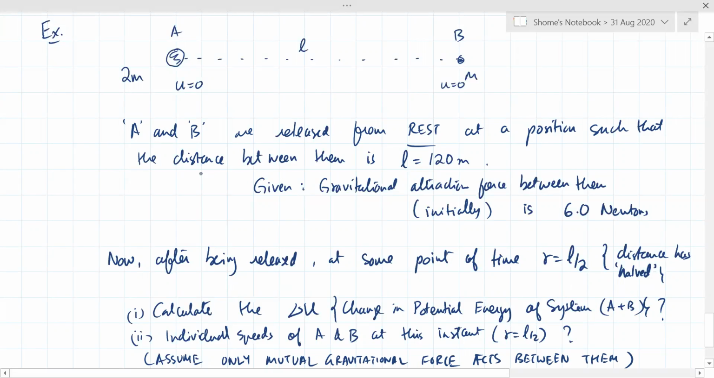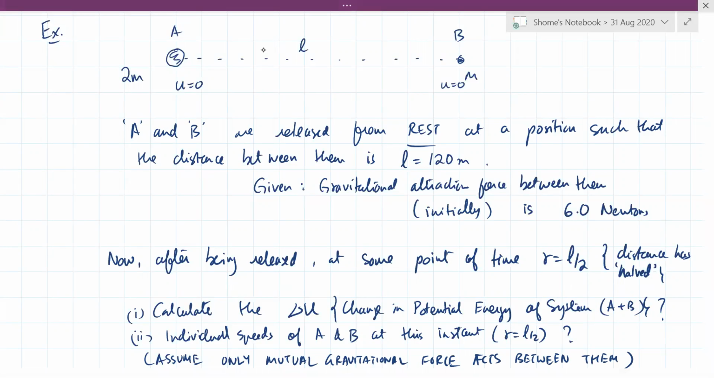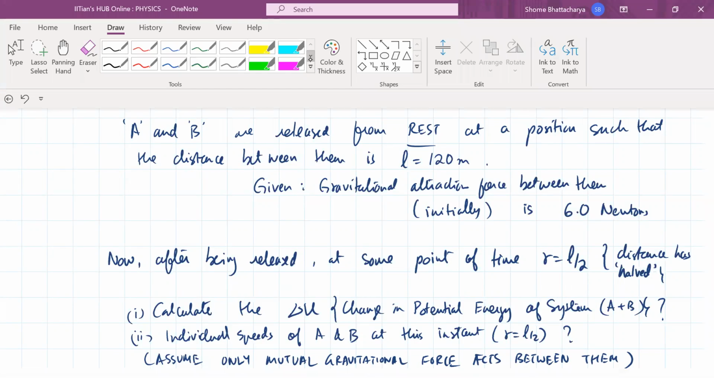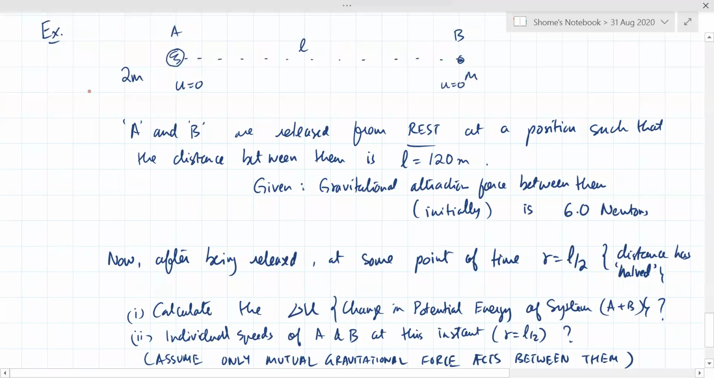So just go through this question and try it out. The formula that you'll have to use here, I'm just listing it for you on the side so that you can understand how to start approaching the question. Gravitational force is given by G m1 m2 by r square, and gravitational potential energy of a two particle system is given by minus G m1 m2 by r. So use both these formulae. You'll require both of them here.